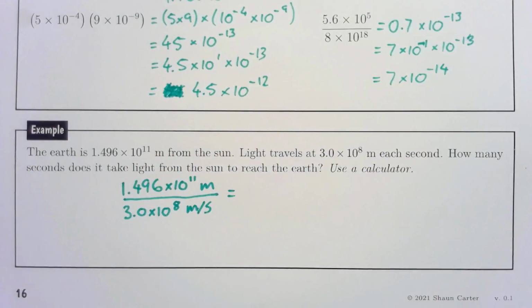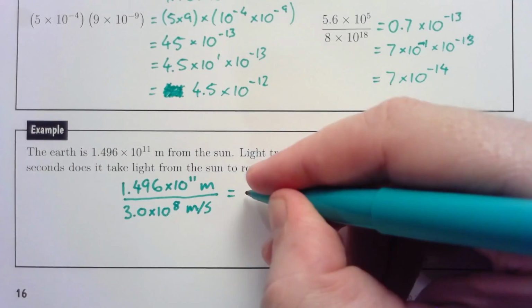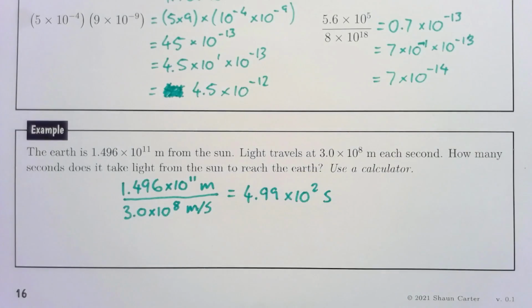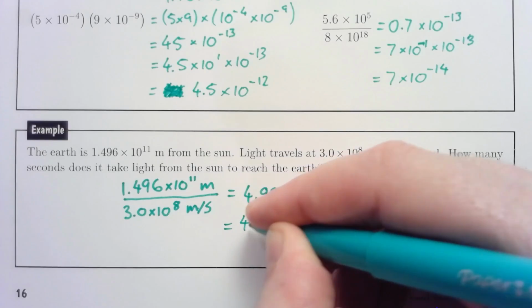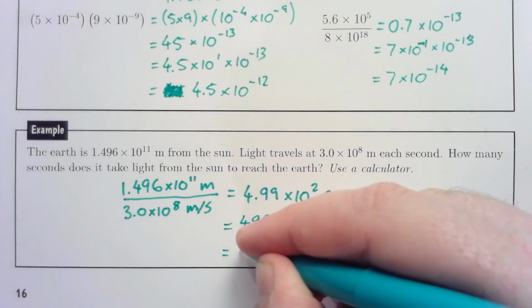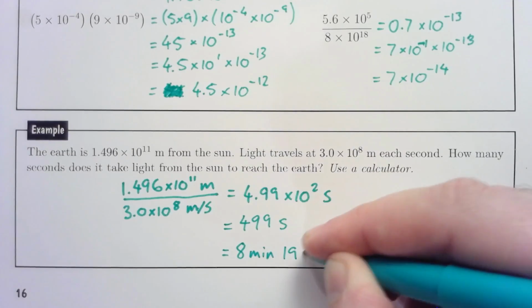Now we'll make things easier here by using a calculator, and we get 4.99 times 10 to the power of 2. Now the way you actually type this in a calculator will change depending on what type of calculator you have. So make sure you check with your teacher or the instructions that came with your calculator for how you should correctly enter scientific notation on your device. Now because our exponent here is only 2, it might be more practical to write this as an ordinary number. So this is 499 seconds, or 8 minutes and 19 seconds.